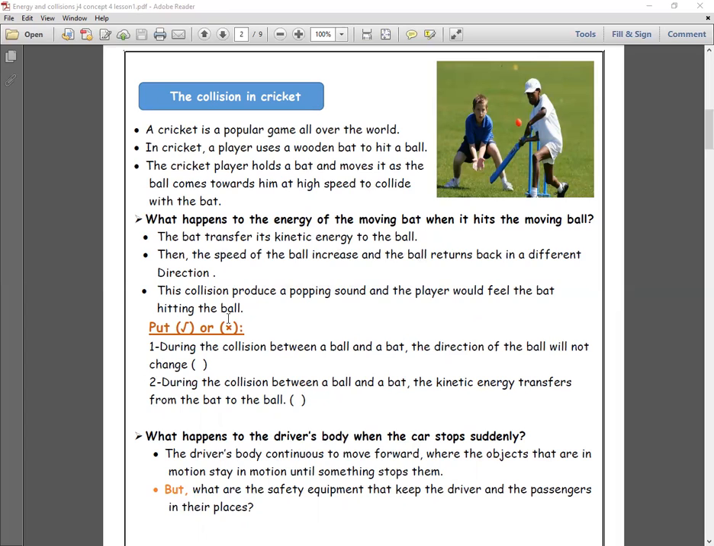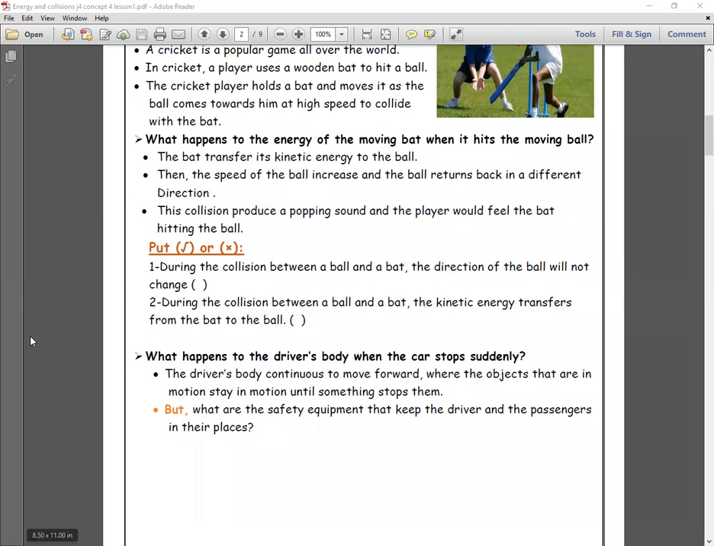This collision produces a popping sound, and the player would feel the bat hitting the ball. If we hit the ball, you feel the touch between the pad and the ball, or the hit between the ball and the pad, okay? And at the same time, sometimes we hear a popping sound due to the collision or the hitting, okay? Now let's solve this small evaluation.